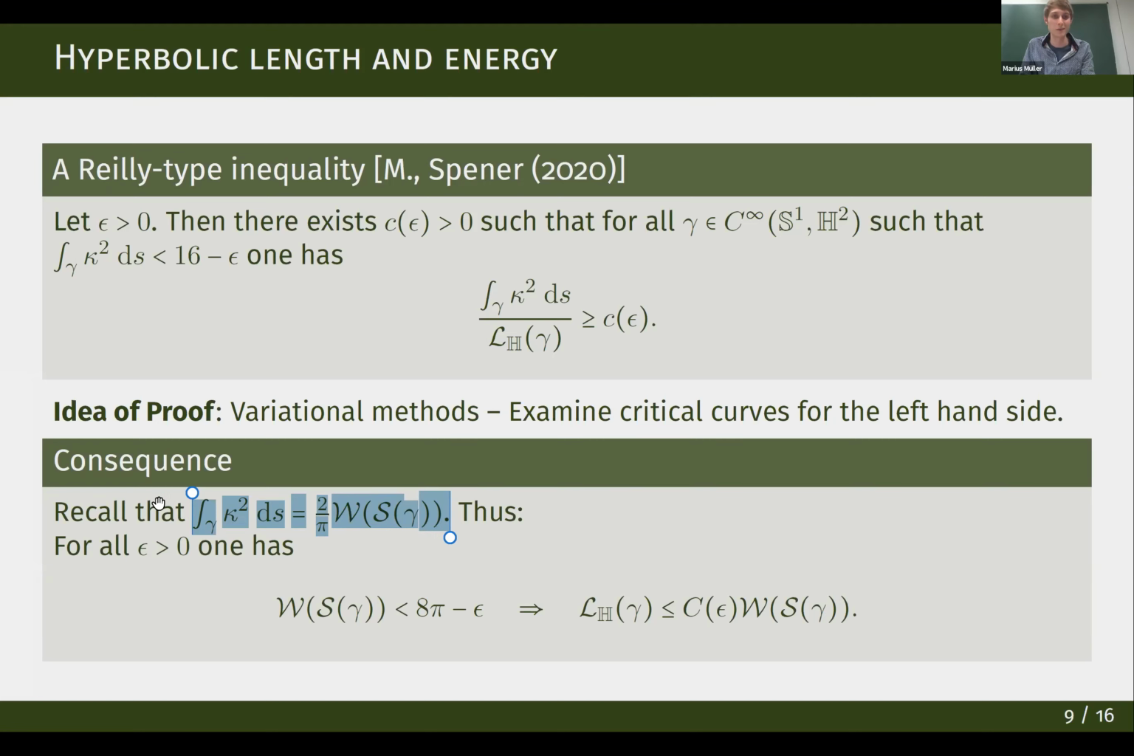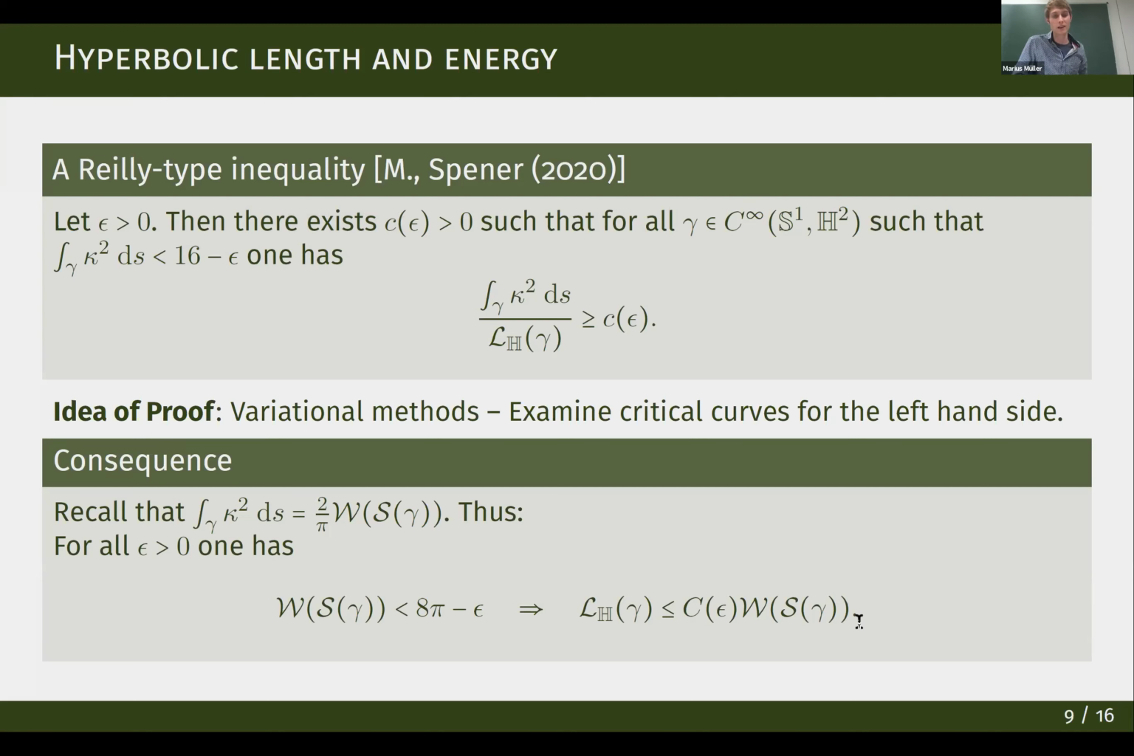Maybe it's been too long ago, but this elastic energy and the Willmore energy only differ by a factor. And this means that if the Willmore energy is now below 8 pi minus epsilon, this means that the elastic energy is below 16 minus epsilon. And then you can control the length by the elastic energy. And this means you can control the length by the Willmore energy, because again, they differ by a factor.